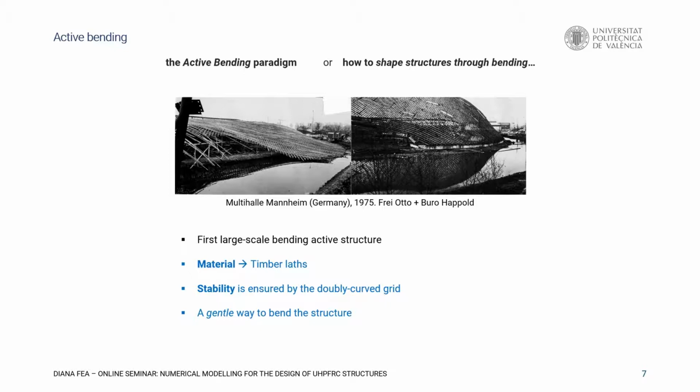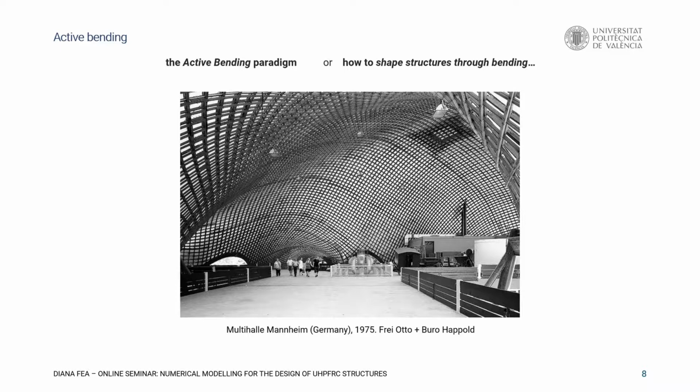So again, structural wood. And these laths were joined on the ground using hinges and pushed up to the final position. And the whole grid was stabilized at the foundation, so joined to the foundation. And in this way, double curvature helped stabilize the structure. And the final result, you can see in this picture here. It is a very nice space where bending has been used to achieve the final shape of the structure. There are many other modern examples of this philosophy, of this kind of structures.